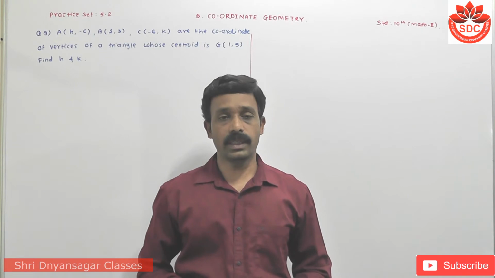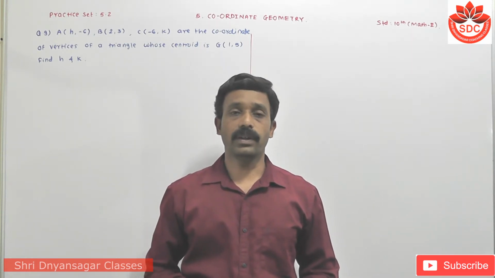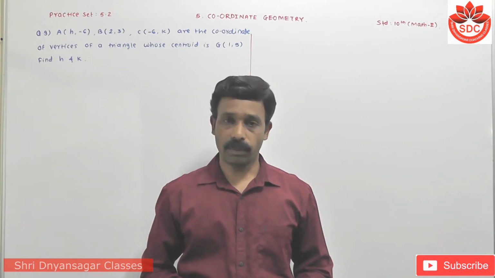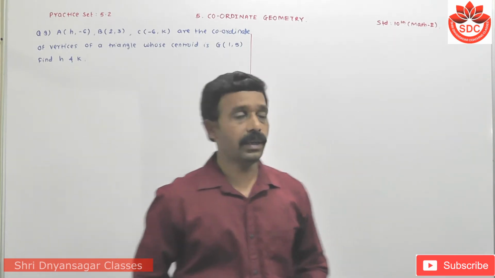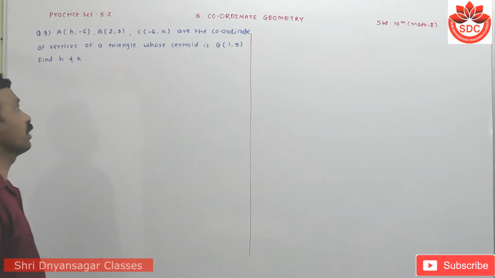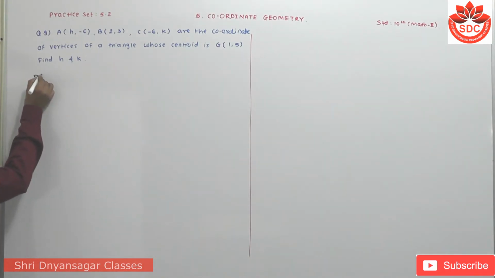Students, today we discuss the next questions of Practice Set 5.2 of the chapter Coordinate Geometry, Mathematics Part 2, 10th standard. Question number 9: A(h, -6), B(2, 3), C(-6, k) are the coordinates of the vertices of a triangle whose centroid G is given as (1, 5). Find h and k. Now its solution is.